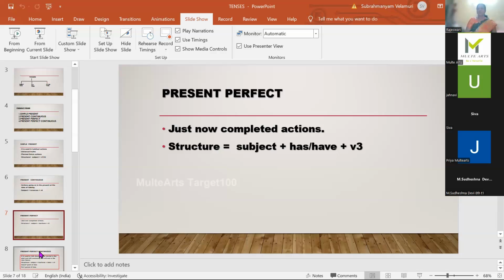So the structure will be subject plus have or has plus V3 form. V3 form is the past participle. Has is used for singular subject, have for plural subject. She has gone to the market just now. Even if you don't use just now, has gone to the market itself says that only now she has left. They have gone to the market just now.